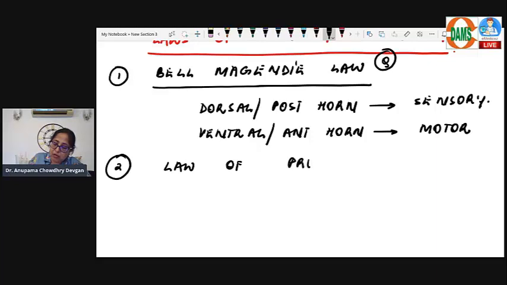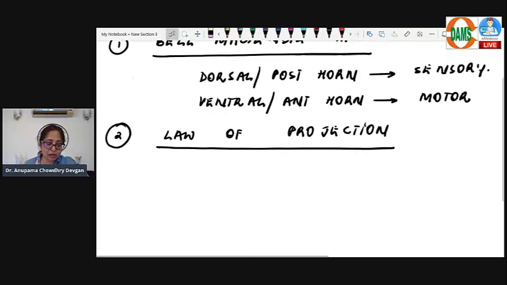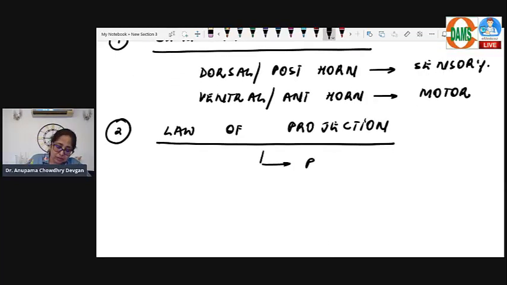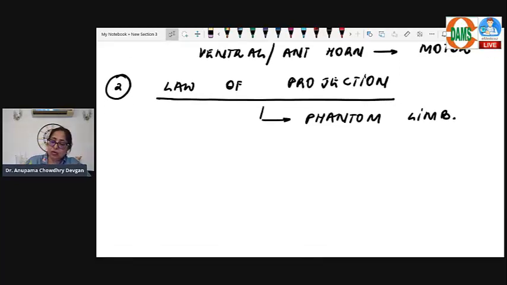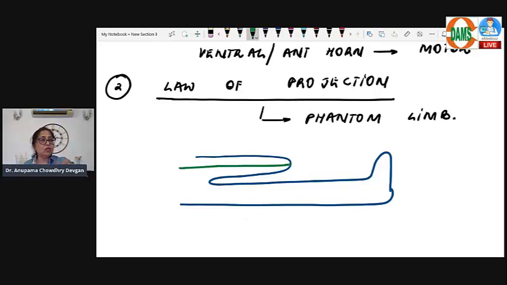The second one is called the law of projection. Bell-Magendie law: dorsal horn is sensory, ventral horn is motor, and the second law of sensory physiology is what is known as the law of projection. Law of projection is responsible for the phantom limb. Now, what is phantom limb? Phantom limb is a problem which occurs in amputees. Following an amputation, the nerve is also cut.